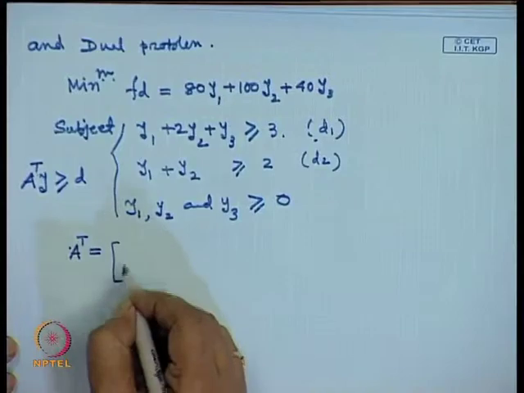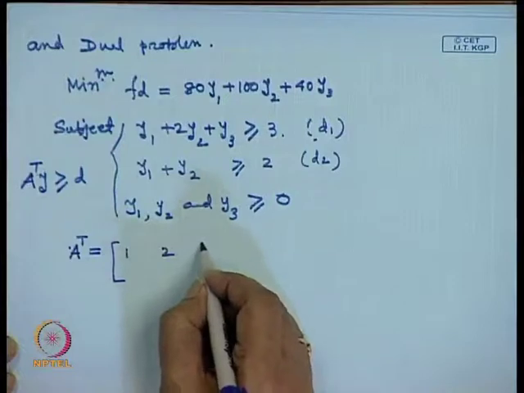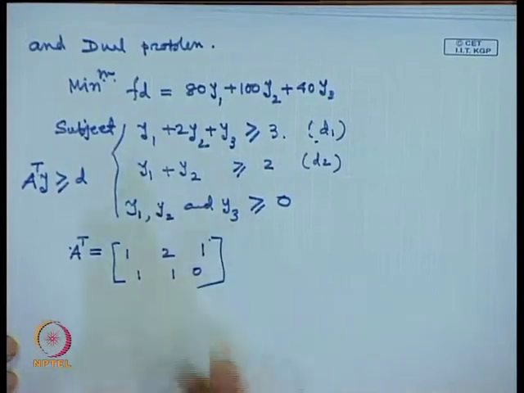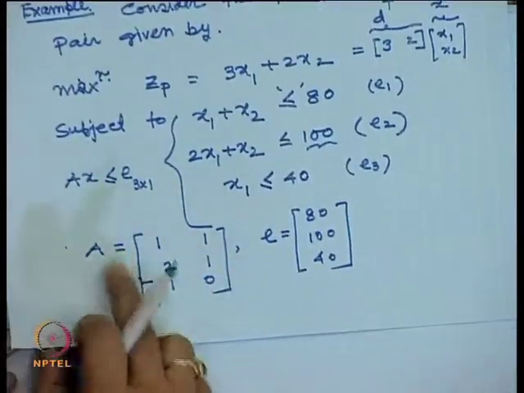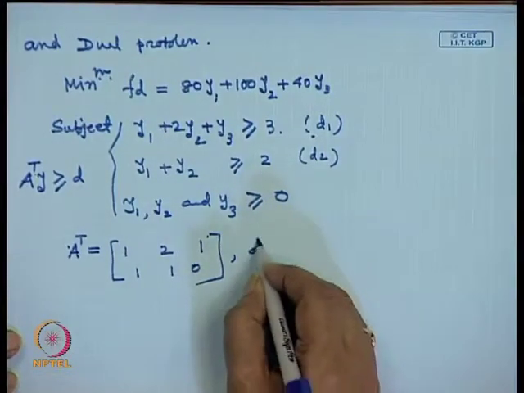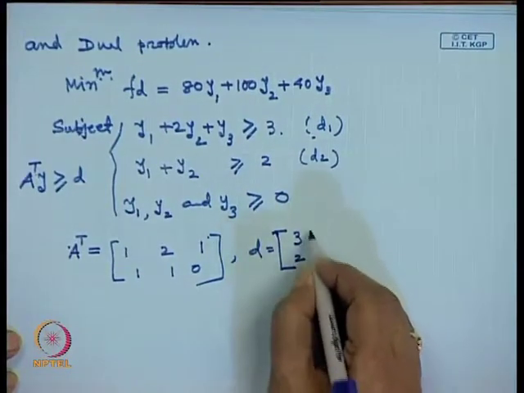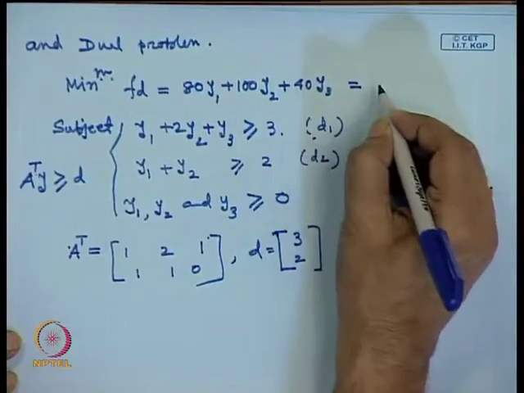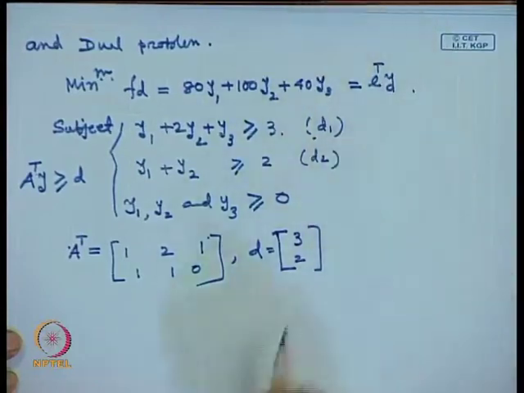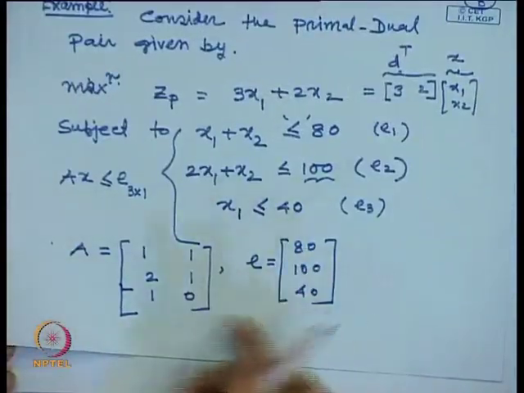And then you see our A transpose is nothing but the A we got, transposed. If you write this matrix in this form, it is 2, 1, 1, 1, 0. Agree? Then our y is y1, y2, y3, and d in our case is 3, 2. We can write this as E transpose y. Agree? So, if you see, our E is this one.